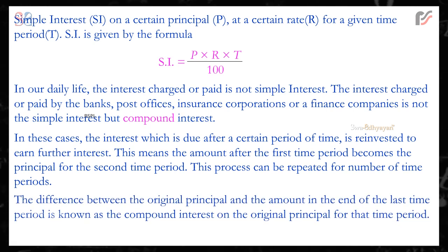The difference between the original principal and the amount at the end of the last time period is known as the compound interest on the original principal for that time period.